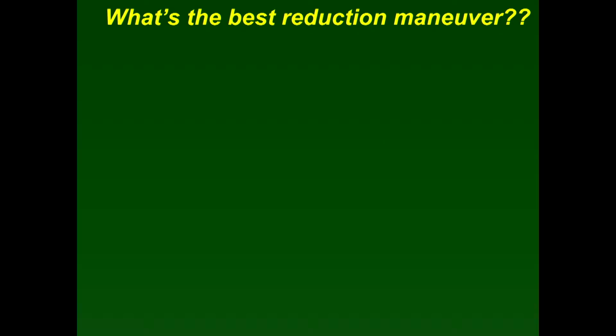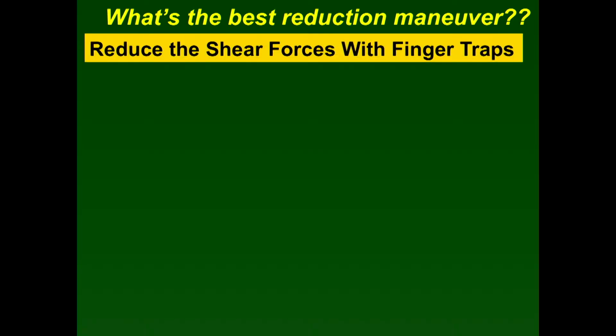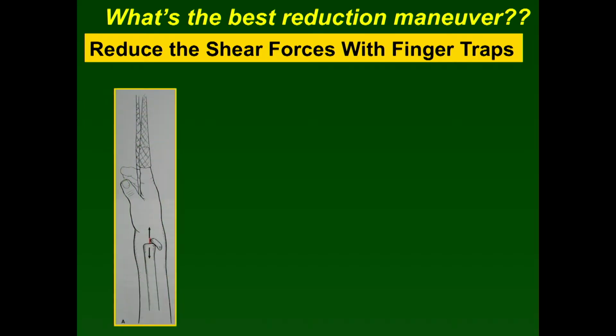Why? The concern of the shearing forces. That's right. Very good. Because this one has a tendency to produce shearing forces, and it's the shearing forces that will often cause damage to the growth cells of the physis. So, what did you say the best reduction maneuver was? To use finger traps. Yes, very good. If it's fresh, you reduce the shear force with finger traps.